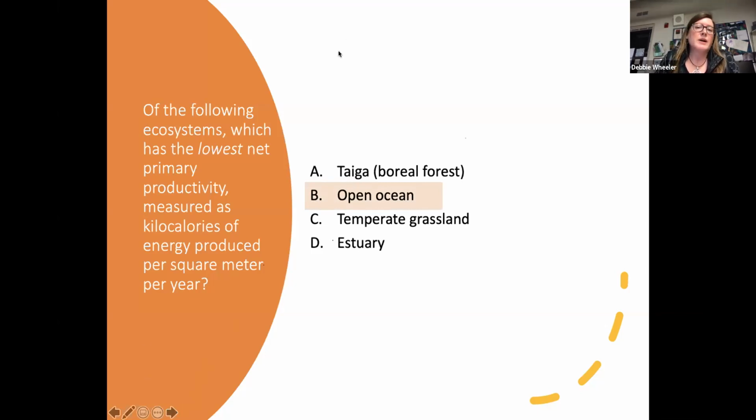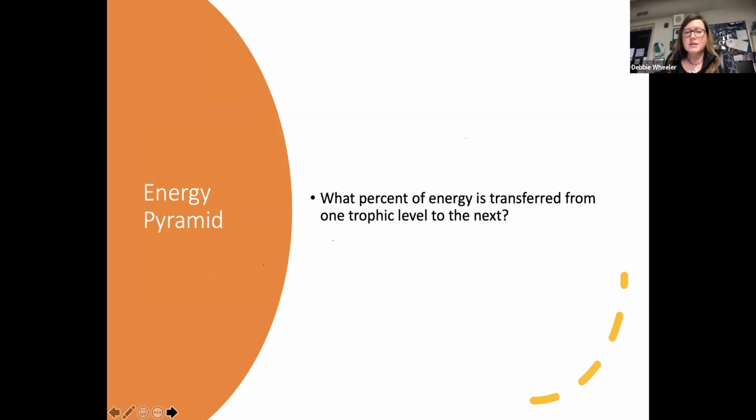So this is a tricky question, and it's one of the reasons why I wanted to go over it with you, so you could think about the fact that open ocean does have very high productivity for the planet, but if you divide it by square meter, it ends up being the lowest net primary productivity. Any questions about that, or anything that sounds confusing about it? Okay. Most of you answered B, so that's good. That's awesome.